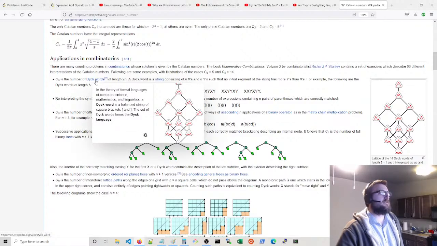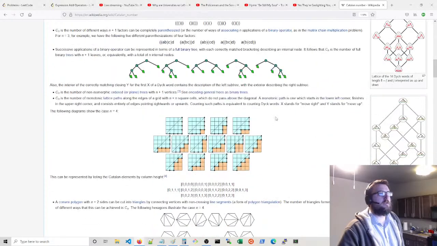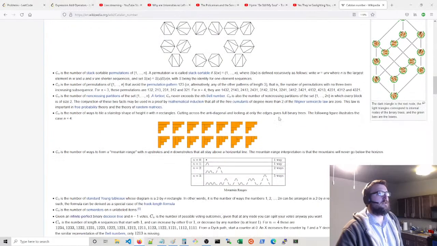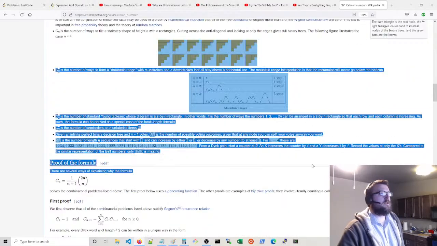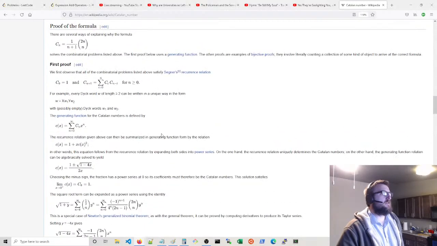Dyck words. I remember reading this before, years ago. This is, yeah, you see this? Segner's recurrence relation.